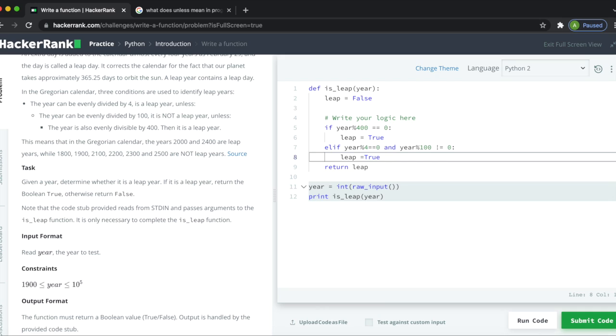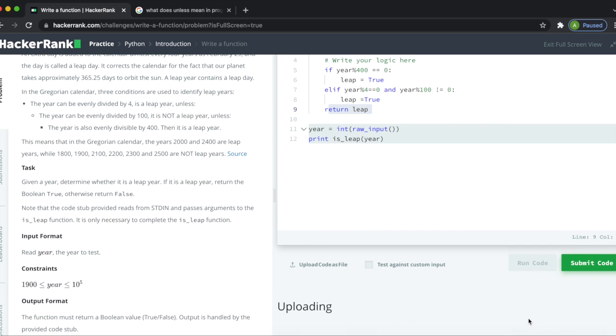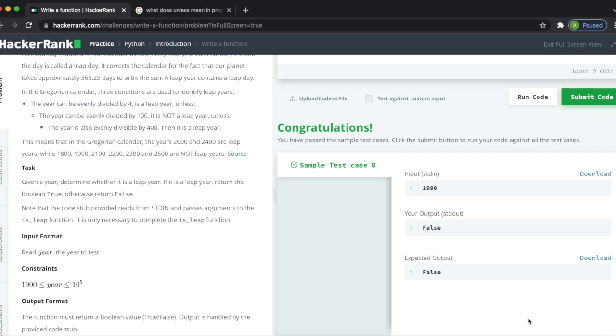And we can see that we can return the leap value here. And let's try to run the code. Hopefully it comes right. Yes, it did work. And let's try to submit this.